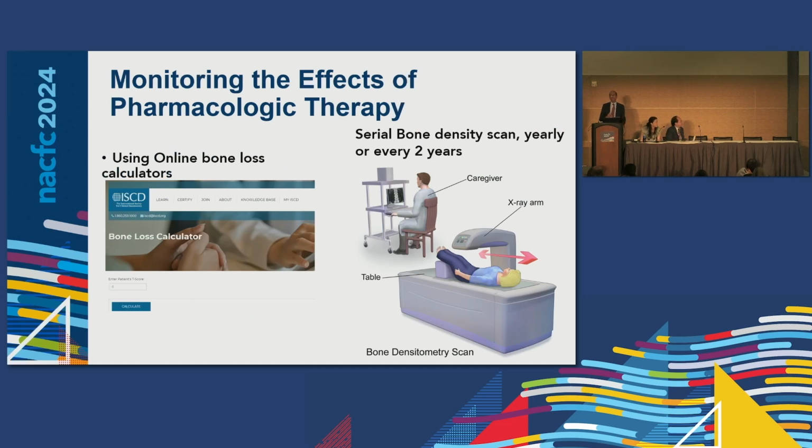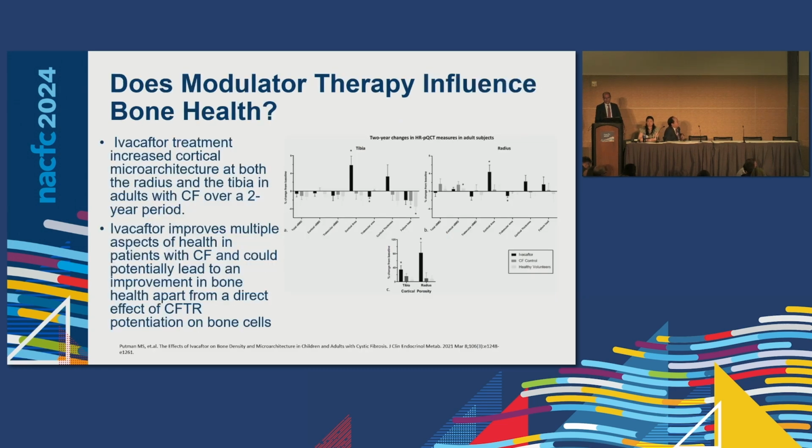Now, how do you monitor pharmacologic treatment? There's online bone calculators that could be used, but more commonly, we use serial bone density scans yearly or every 2 years. And Dr. Williams pointed out the percent change from year to year or every 2 years, and that's a very important indicator of efficacy of pharmacologic treatment.